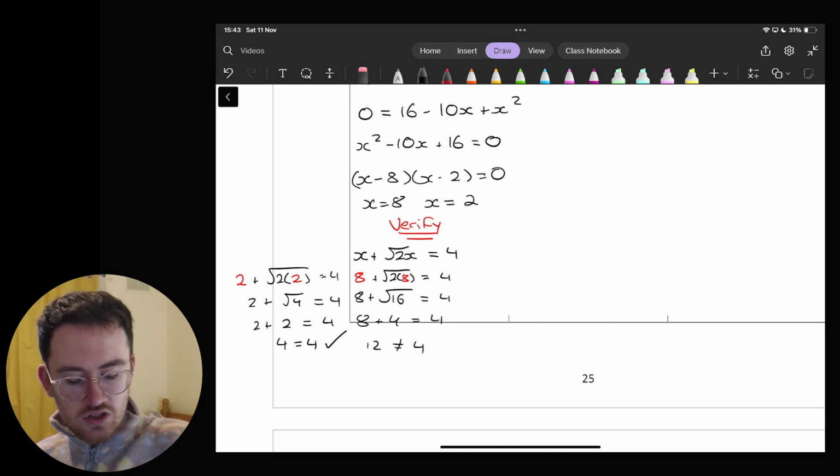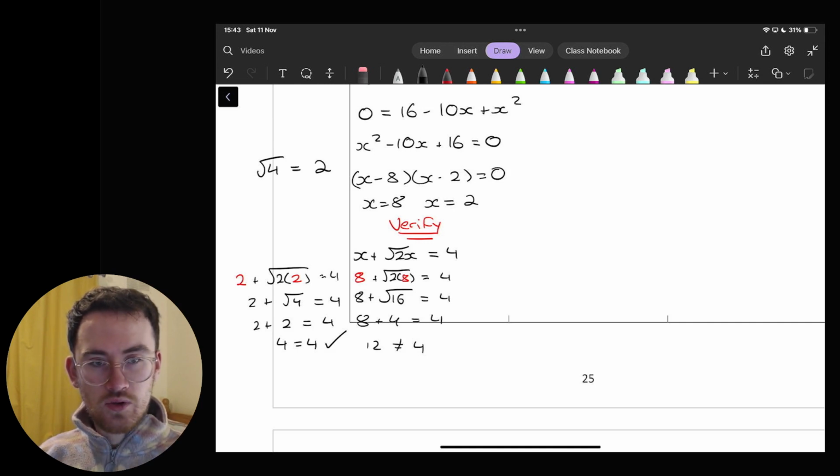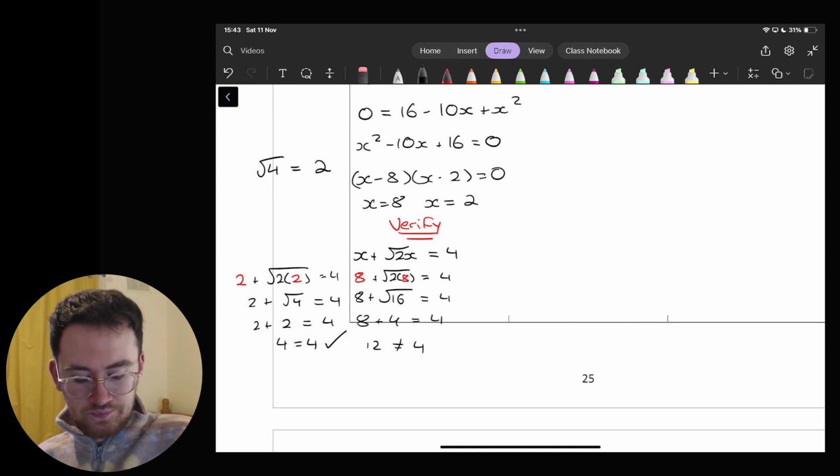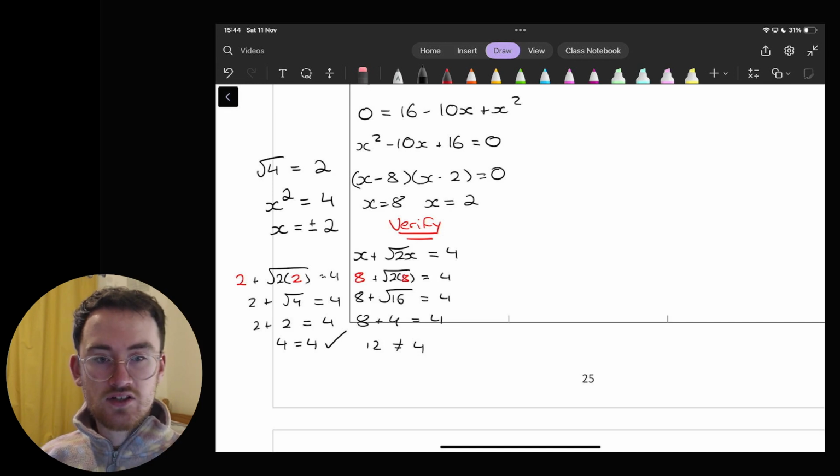Okay, one thing to talk about here as well, which can come up a lot with our surd equations, is just that idea of the square root, and particularly say square root of 4. So in this idea, the square root of 4 is always 2. Where the difference can come in is if I have x squared is equal to 4, then that means that x could be either plus or minus 2.